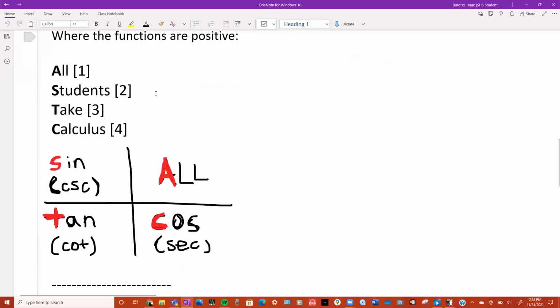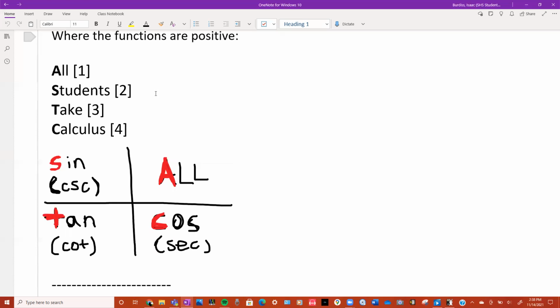And you need to know where the functions are positive. So this basically means when you take the sine, cosine, or tangent of an angle, will it be positive or negative in what quadrant? Something you can use to remember that is ASTC. All students take calculus, and they tell you what order the quadrants are.